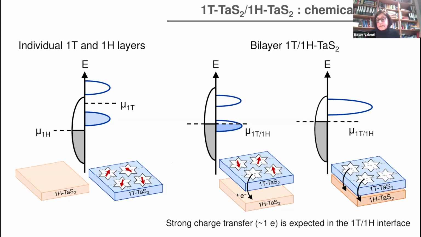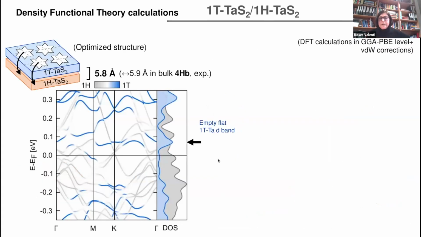And what we know, in fact, and I will show that in a moment by doing first density functional theory calculations, is that at a critical distance, we are going to expect that all electrons from the 1T are going to be given to the 1H. So there will be a complete charge transfer of the electrons corresponding to this layer. And this is what I'm showing here.